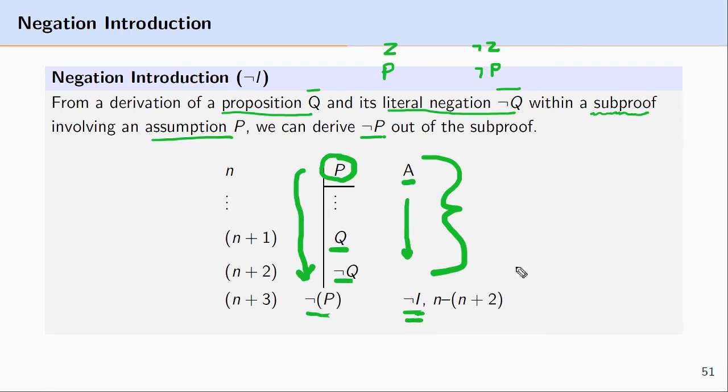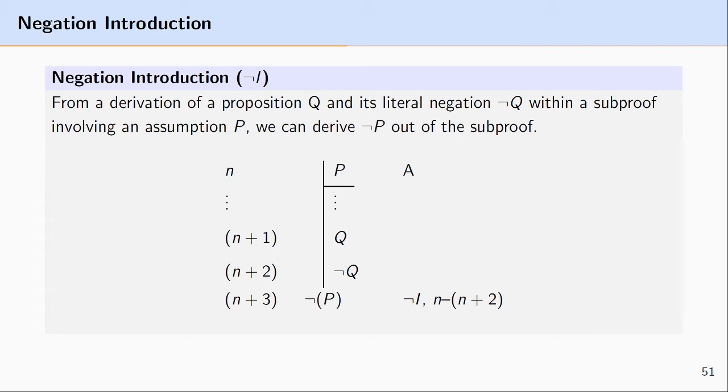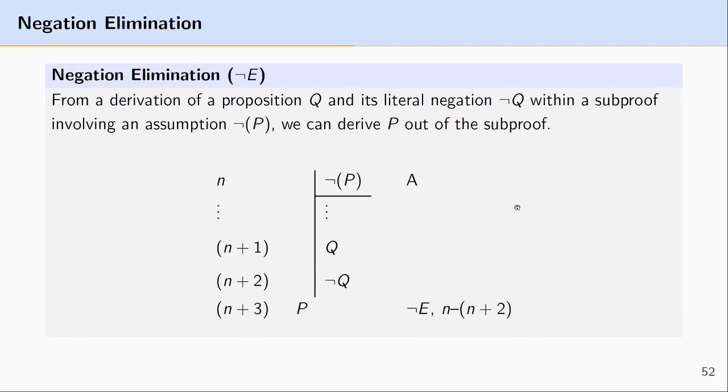Another thing you'll note is that when we cite the lines that we make use of to derive this formula, we want to cite the entire subproof, because we're reasoning from this entire subproof that begins with P and ends with this Q and not Q. And then from the subproof, we're deriving the negation of our original assumption. Let's take a look at negation elimination, and then we'll talk through these two rules in more general terms.